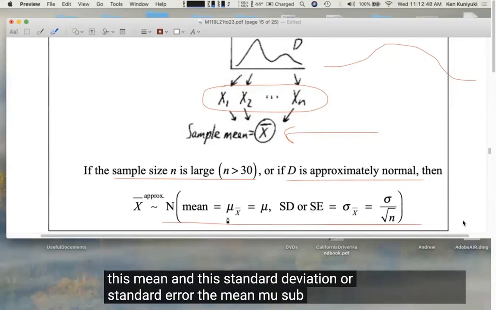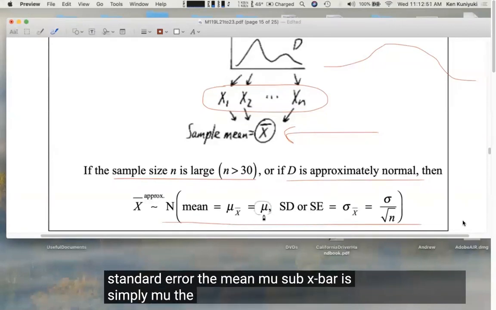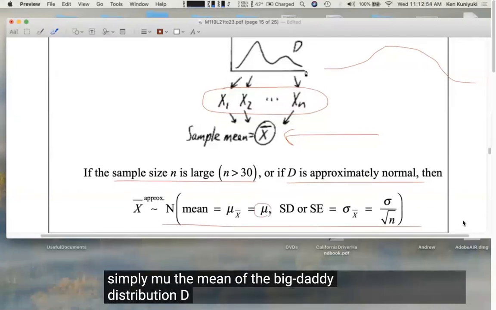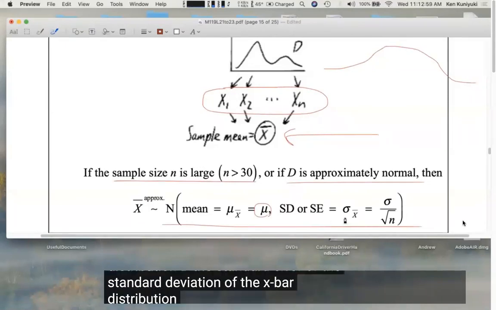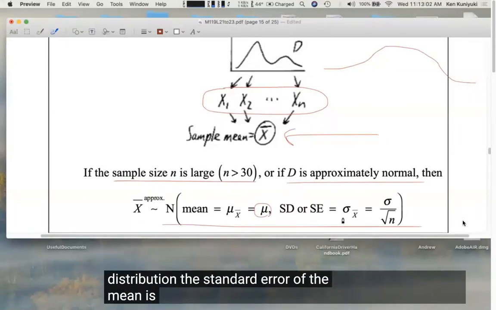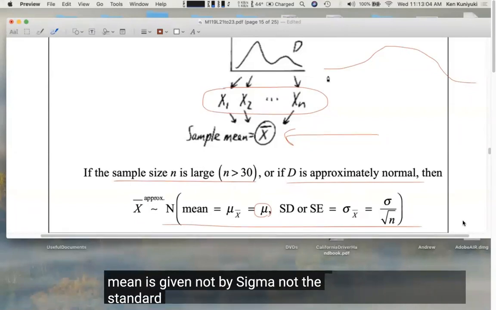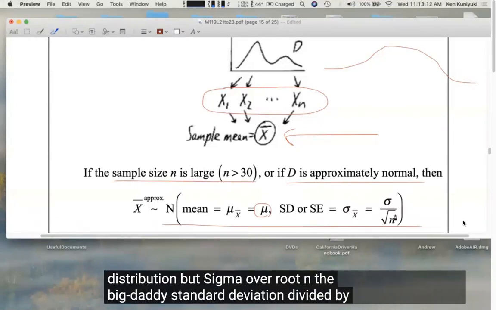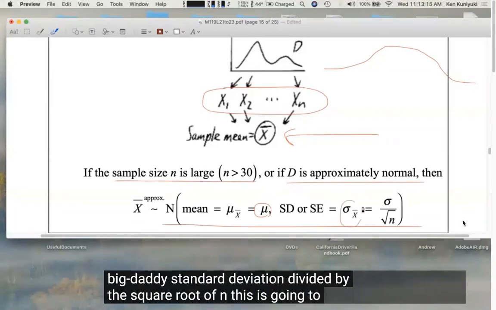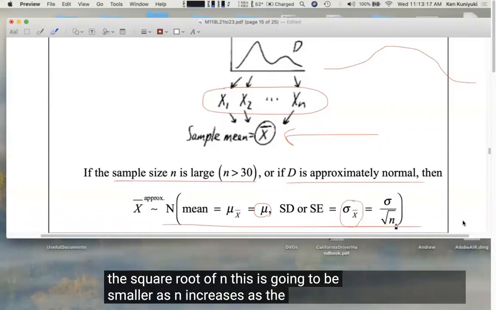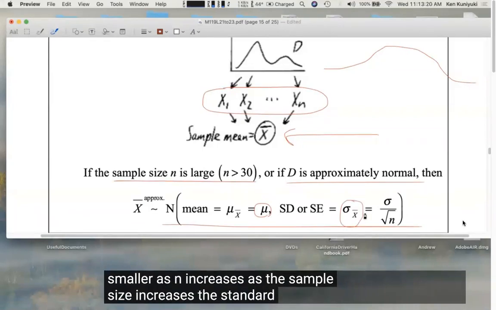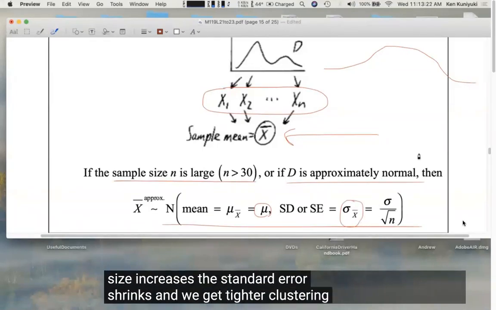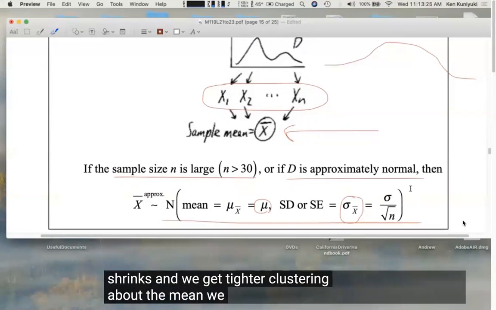The mean, mu sub x bar, is simply mu, the mean of the Big Daddy distribution, D. The standard error, or the standard deviation of the x bar distribution, the standard error of the mean, is given not by sigma, the standard deviation of the Big Daddy distribution, but by sigma over root n: the Big Daddy standard deviation divided by the square root of n. This is going to be smaller. As the sample size increases, the standard error shrinks, and we get tighter clustering about the mean. We saw this with the dice.